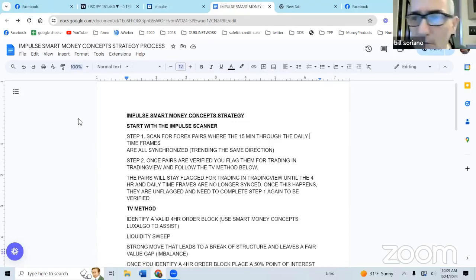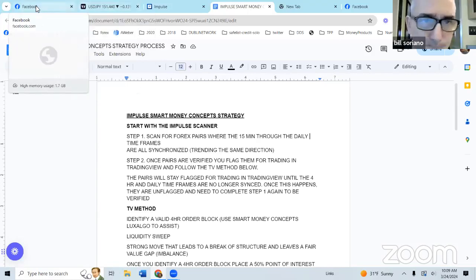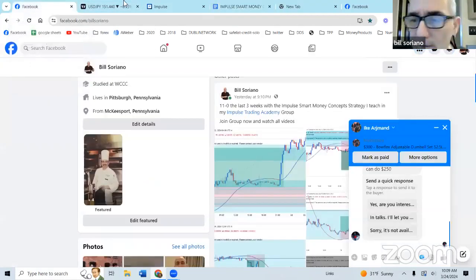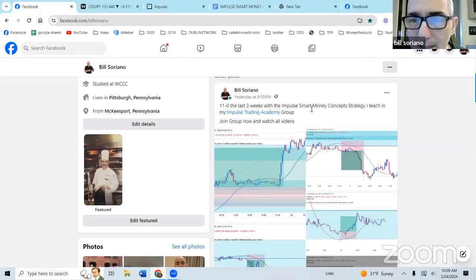Okay, so first of all, let's go over the 11 trades here that we've won the last 3 weeks. Now, I wasn't able to take these trades, they went off this week. The trades went off outside of my trading window.